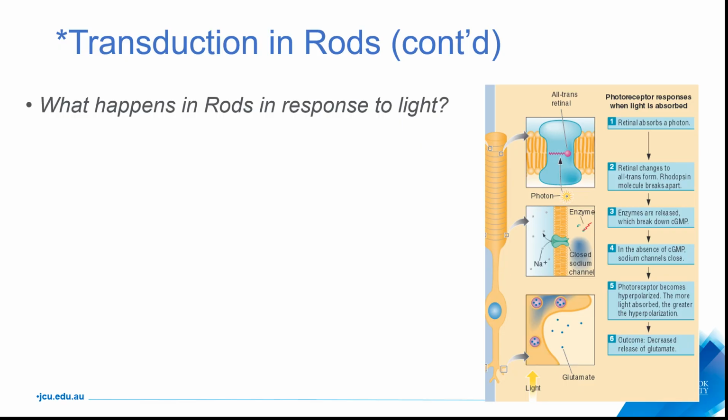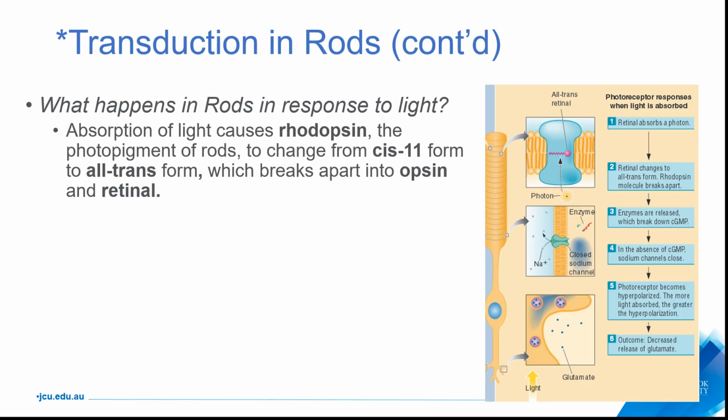All right, so transduction in rods. What happens in rods in response to light? Under bright light, so at the back of our lecture hall, what is happening? We have this photopigment for rods, remember? It's called rhodopsin. It undergoes a transformation from cis-11 to all-trans. All-trans is unstable and can easily break apart into opsin and retinol, its constituents. Because of that, we have a release of enzymes. What these enzymes are called, we see in our tutorial videos.